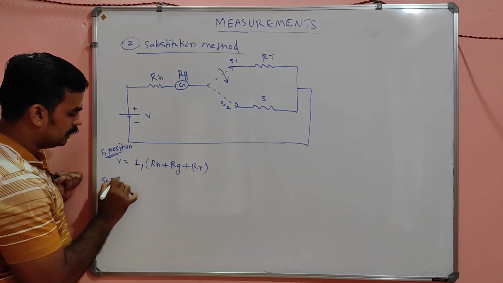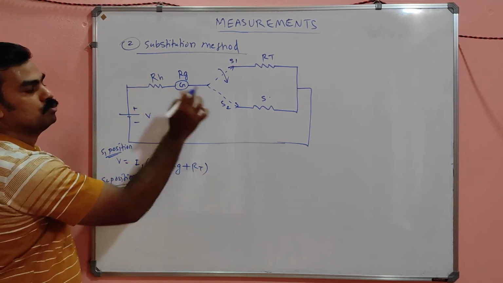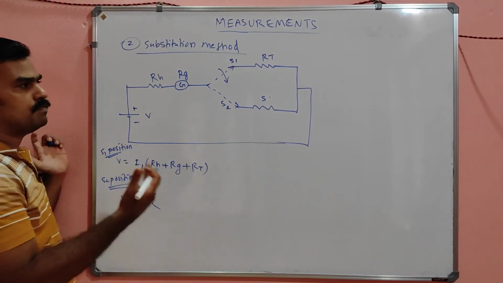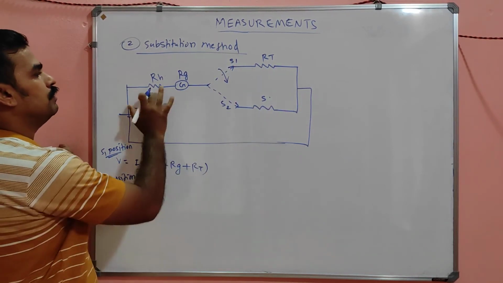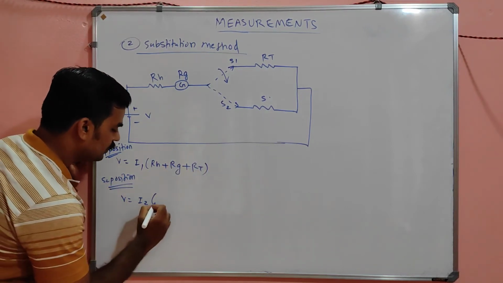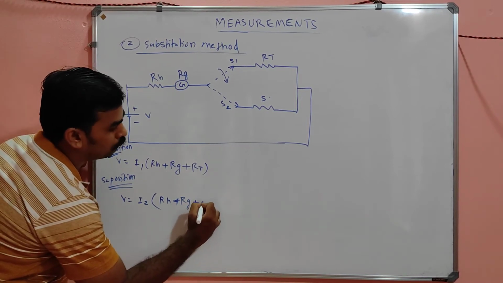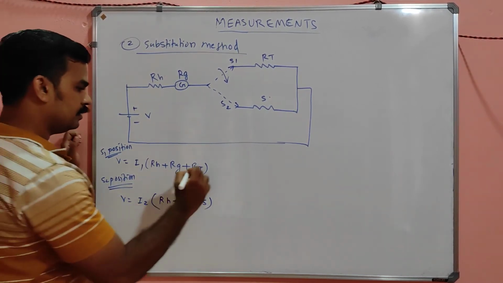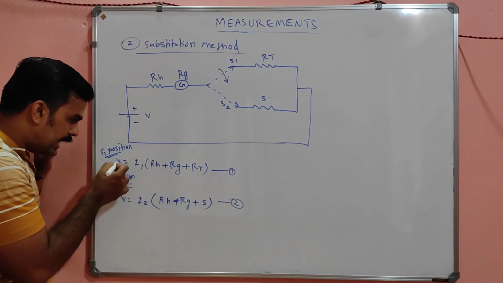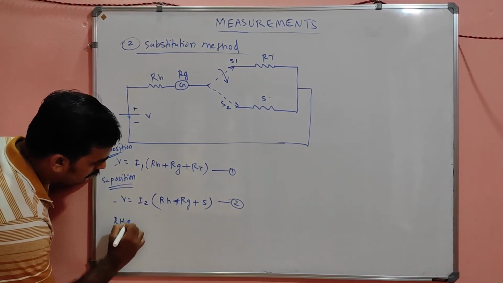And for the S2 position, V is equal to, suppose the switch is in the S2 position, let that current be I2, because the current will of course vary now. RT and S are not equal, so the current the second time will definitely change. So I2 into RH plus RG plus S. That is equation number 1 and equation number 2. Since the LHS of equations 1 and 2 are the same, it's always V, and RH is also the same.